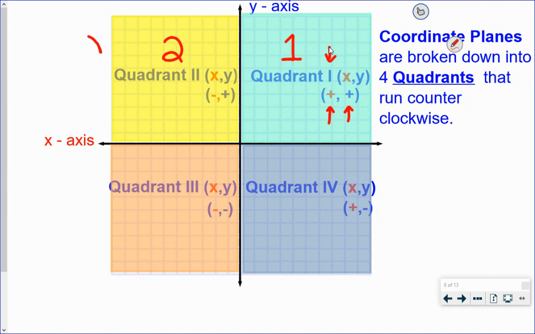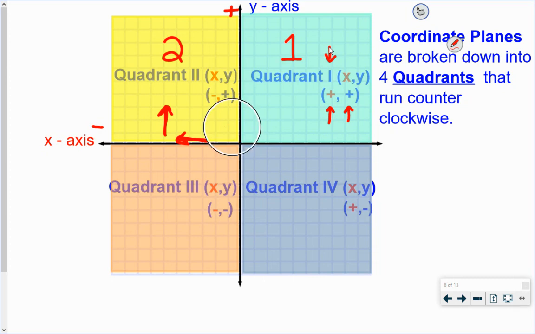Remember, counterclockwise goes this way on a clock. So we have x, this time is negative, and y is positive. And the reason that x is negative is because I go left on the number line and up to get to it. Remember, that's positive for y and negative for x. So if we go left, x is negative, and we go up, y is positive.